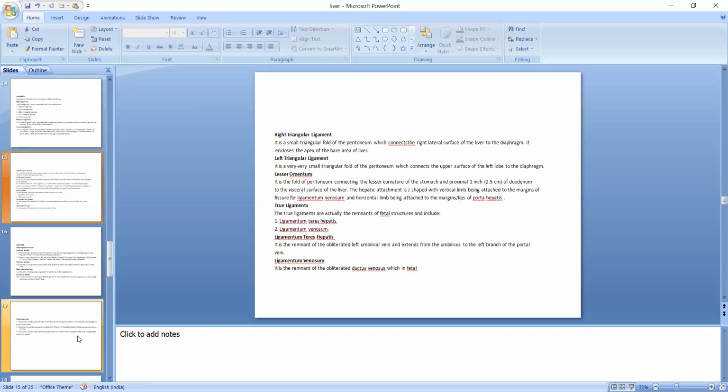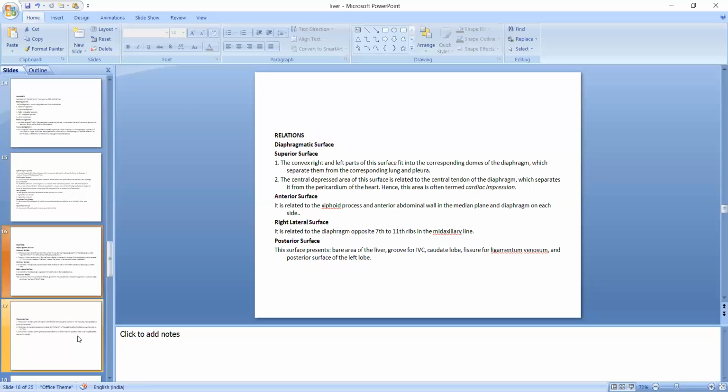True ligaments are actually the remnants of fetal structures, that include the ligamentum teres hepatis and ligamentum venosum. Ligamentum teres hepatis is the remnant of the obliterated left umbilical vein and extends from the umbilicus to the left branch of the portal vein. Ligamentum venosum is the remnant of the obliterated ductus venosus, which is present in fetal life.